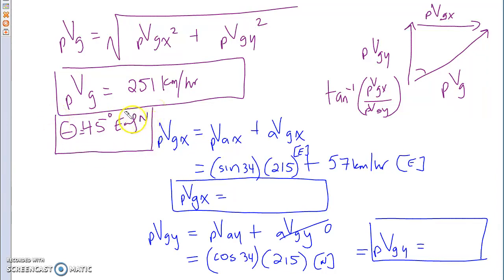So these are two questions that I just wanted to cover from chapter section 1.5 from Nelson Physics 12, the old version. Hopefully this helped.